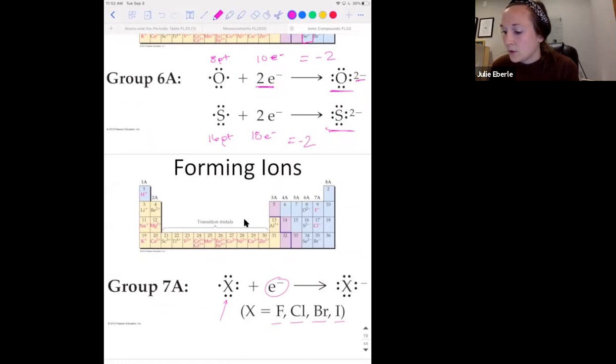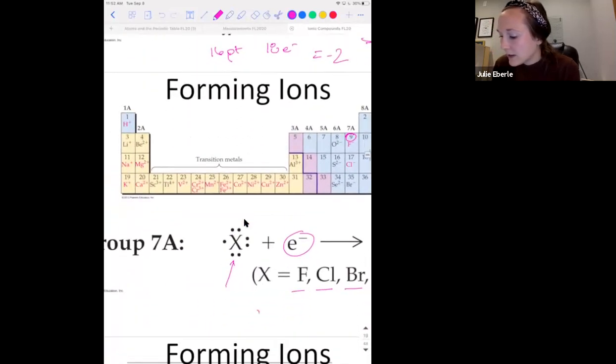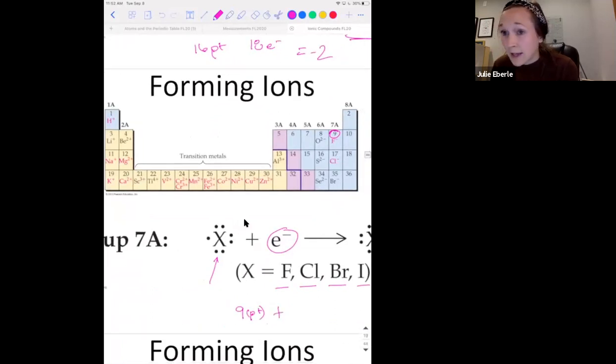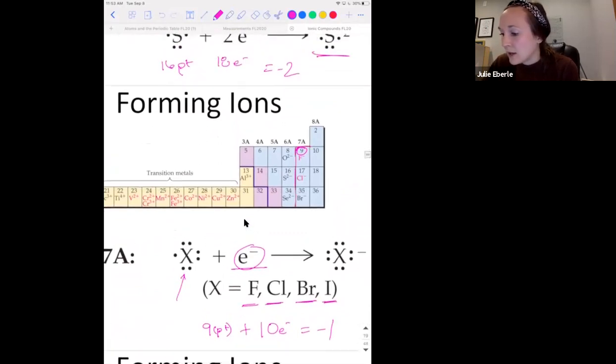When we do that, let's say we're talking about fluorine here. Fluorine has 9 protons. So if we have 9 positive charges, starting out we have 9 electrons as well, but when we give it an electron, now we have 10 electrons. We had 9, we gained an electron, so now we have 10, so we have a -1 overall. It's going to be the same idea for chlorine, bromine, and iodine. So this whole group, these halogens, form anions with a -1 charge.